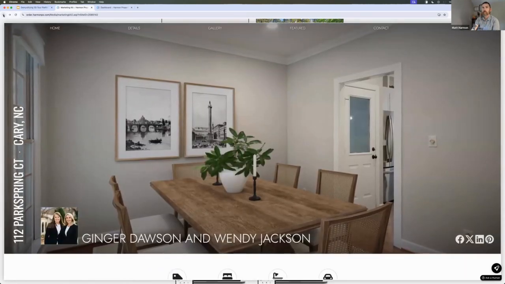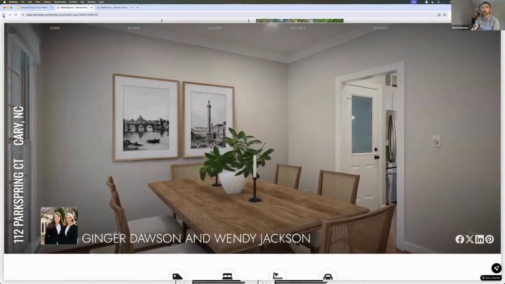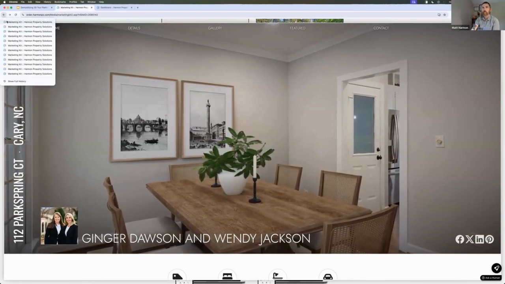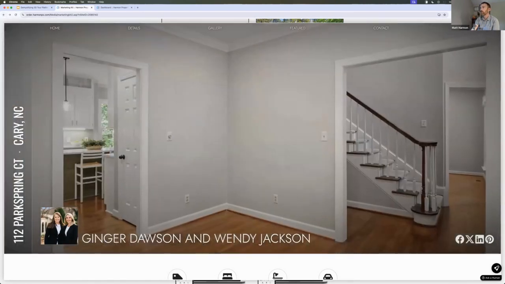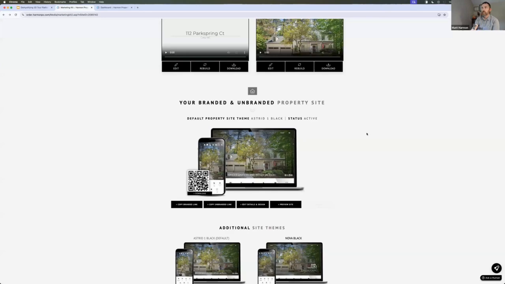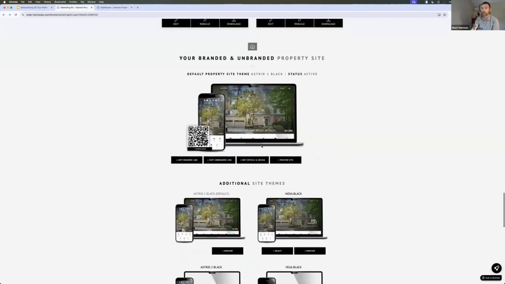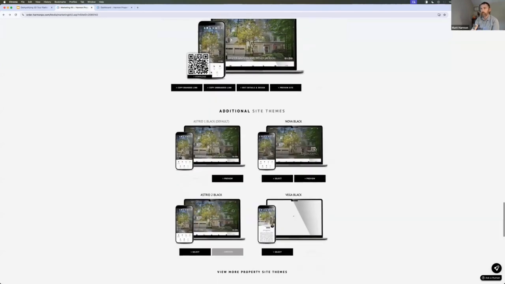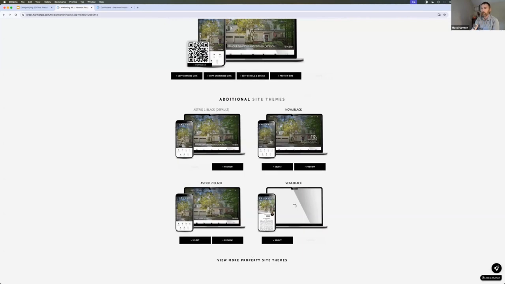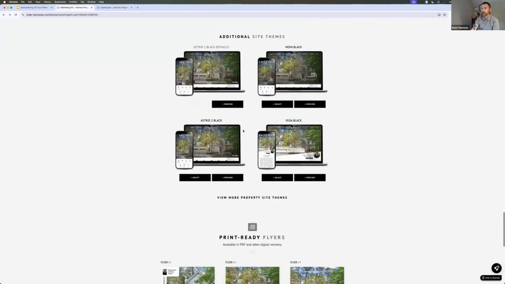Let me go back to the marketing kit. Oh, let me exit out. Okay, so that's the property website. That's just one piece of the marketing kit. Down here, you've got all the themes you can change it to. If you don't like the way that property website looks, you can change all the themes.